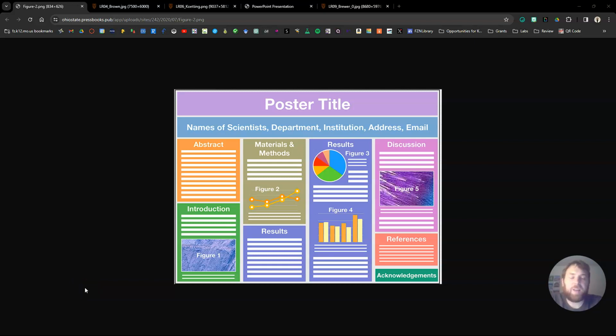Hi kids, I want to help you out with your poster and give you a little bit more inspiration by showing you some examples here. First, I want to show you this one. This is the simplest form of a poster that experimenters get to use.